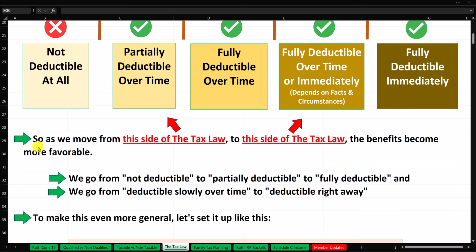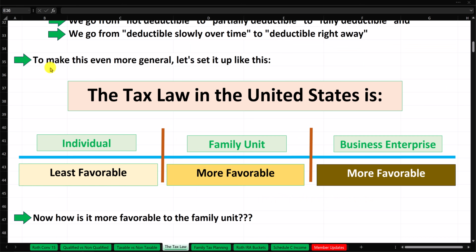What I want you to see is that as we move from this side of the tax law over to this side of the tax law, the benefits become more favorable. We go from not deductible at all to partially deductible to fully deductible, and we go from deductible slowly over time to deductible right away. To make this even more general, let's set it up like this.